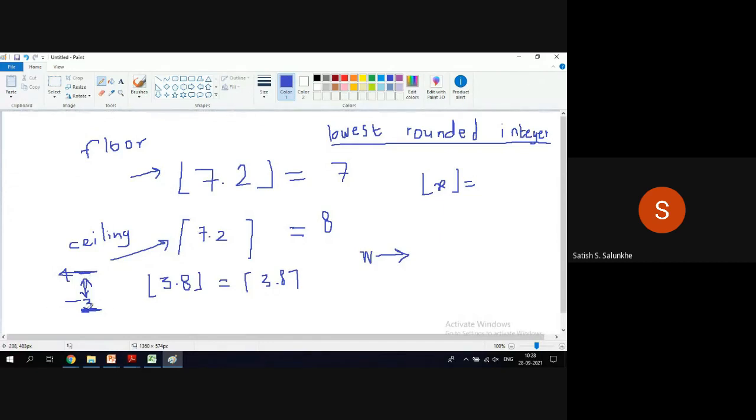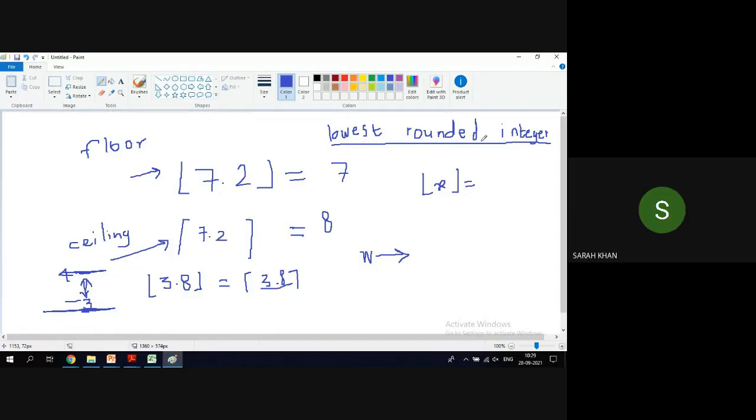So that is the interpretation of floor and ceiling. Floor means the lowest possible rounded integer, and ceiling means the highest possible rounded integer for that particular fractional value. When it is floor of something, it is the lowest possible integer. When you apply the ceiling function, it is the highest possible rounded integer. Is it clear?